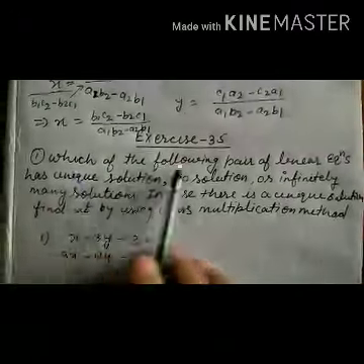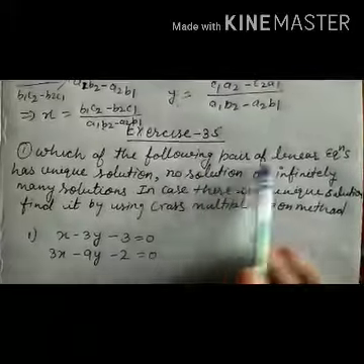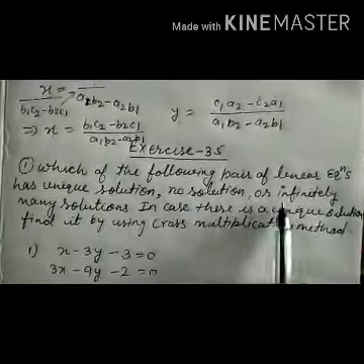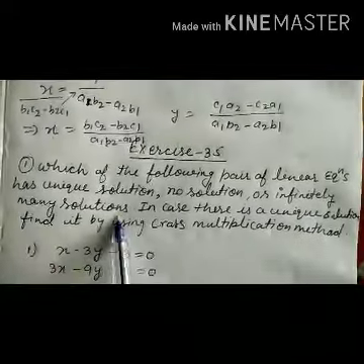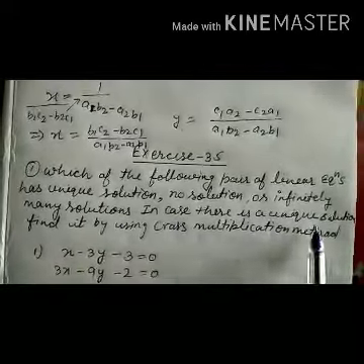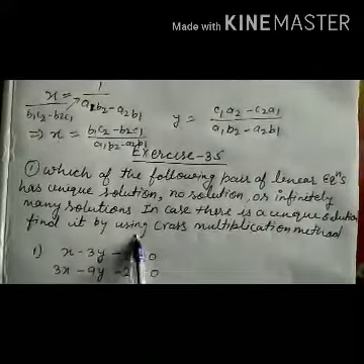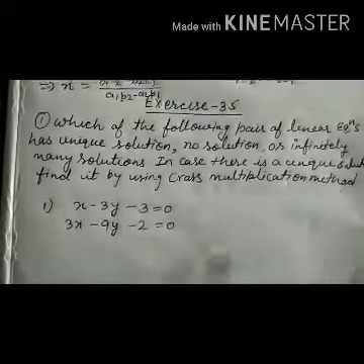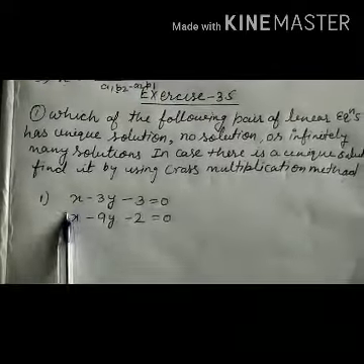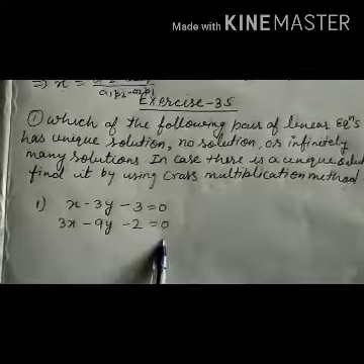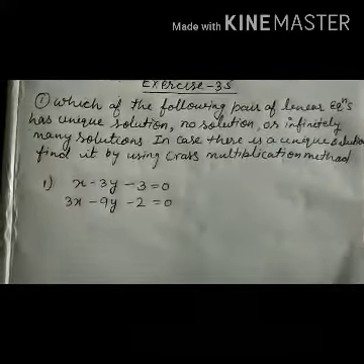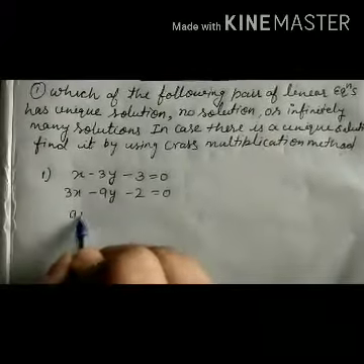Now we will take the questions of exercise 3.5. The first question: which of the following pairs of linear equations has a unique solution, no solution, or infinitely many solutions? In case there is a unique solution, find it by using the cross multiplication method. So students, first of all we need to determine whether the pair of linear equations has a unique solution, no solution, or infinitely many solutions. For that we have a procedure already studied.